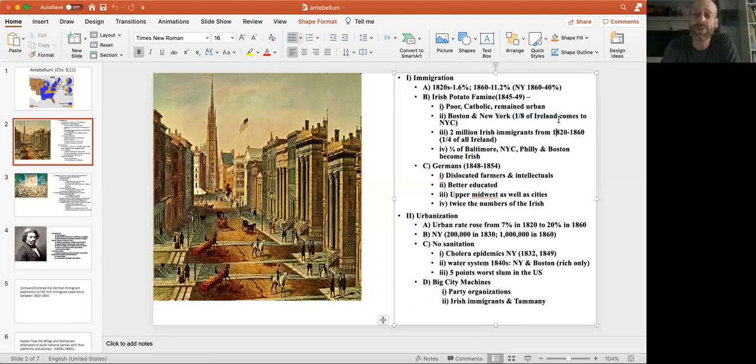So numbers of Irish are huge. 1/8 of all of Ireland moves to New York City. 1/4 of all of Ireland moves to the US. I have never heard of anything like this in my life, just in a short time period, in 25 years. 1/4 of one country moved to another country, and we peacefully absorbed them. There was no war. There were certainly tensions and problems, but amazingly, they thrive in America.